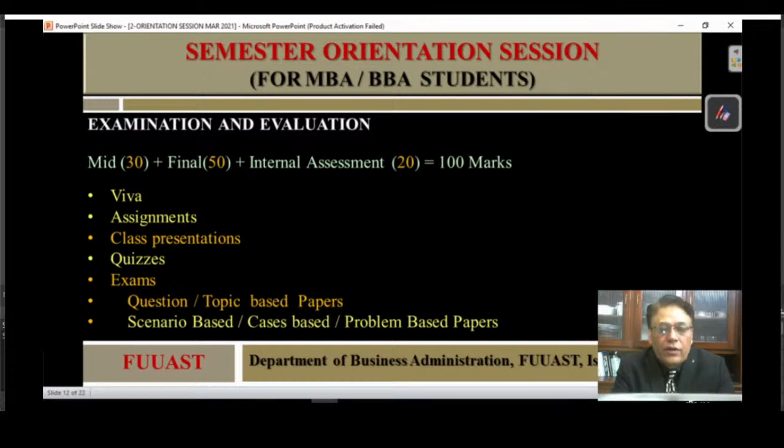Besides this, if we see the examination and evaluation criteria, the midterm has 30 marks weightage, the final has 50 marks weightage, and the internal assessment is for 20 marks. This makes 100 marks. For the assessment, teachers have a number of options, like viva, assignments, class presentations, quizzes, and exams. There are both kinds of exams: topic-based or question-based exams if they are on campus, and scenario-based, case-based, or problem-based papers. These are the general options on the basis of which students are evaluated in the semester system.